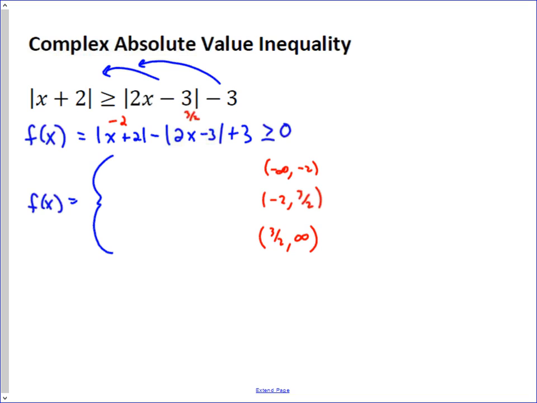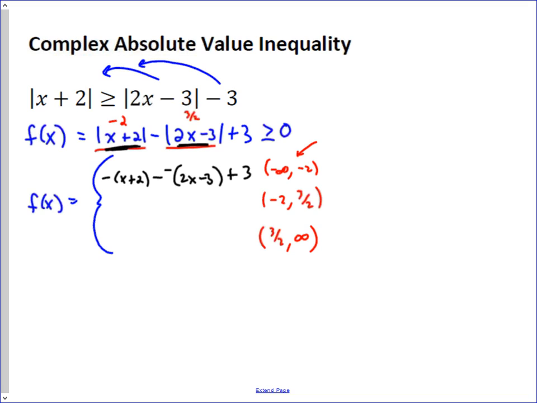And the reason we're going to look in these intervals is because these are the points by which the absolute values change from positive to negative. So from negative infinity to negative 2, both of these absolute values, any point in those regions, if you plug them into the inside of these absolute values, you get negative. And when the absolute value is negative, the answer is the opposite of that, multiplying by a negative. So we do negative (x plus 2) minus (negative (2x minus 3)) plus 3.